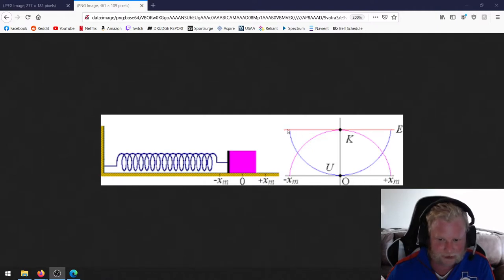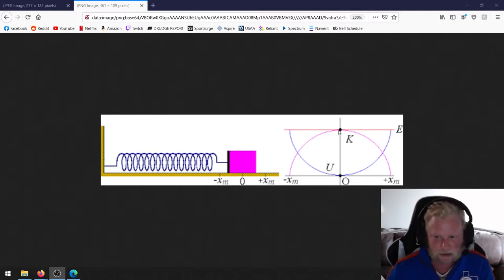Now, notice, energy is conserved, right? Your total mechanical energy does not change. But what does change is the amount of potential and the amount of kinetic energy. So, if we look at it, at each one of your amplitudes, your kinetic energy is 0. Well, why is that? Because at your amplitudes, the block's not moving.